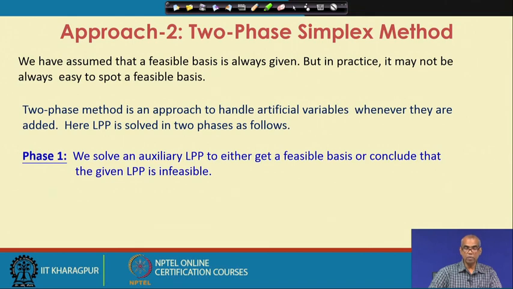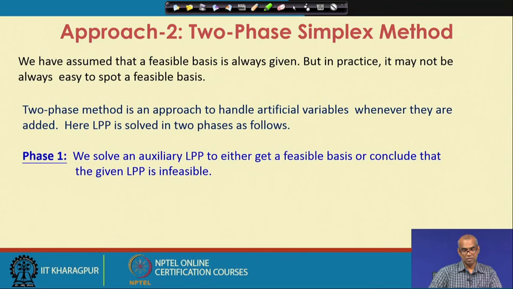In this case, we solve an auxiliary linear programming problem. We do not solve the original linear programming problem, but we solve a linear programming problem related to the original problem. We call that an auxiliary linear programming problem, and the solution to this auxiliary linear programming problem will give me a feasible basis for the original linear programming problem.